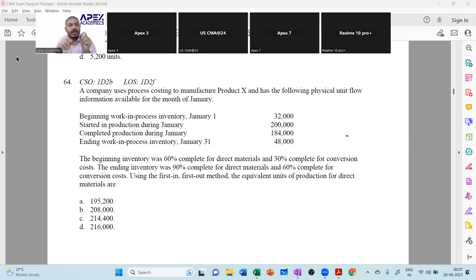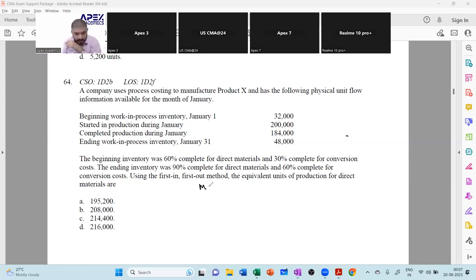Use FIFO and give me the equivalent units of production for direct materials. Boss, I'm not interested in direct materials. You will do for both. We will do now for both. I'm not interested in just one half-cooked question. I want the whole thing.